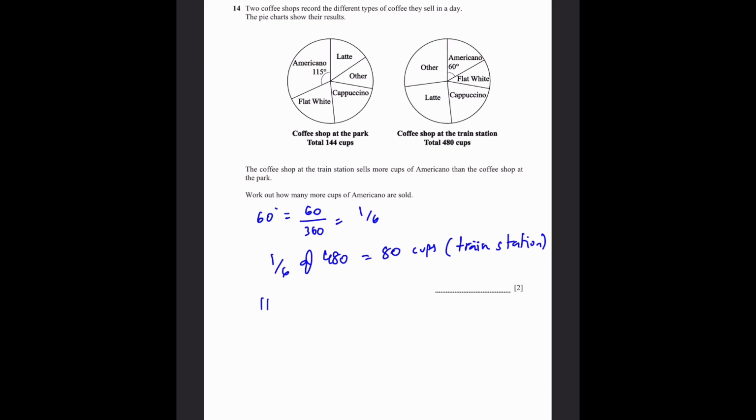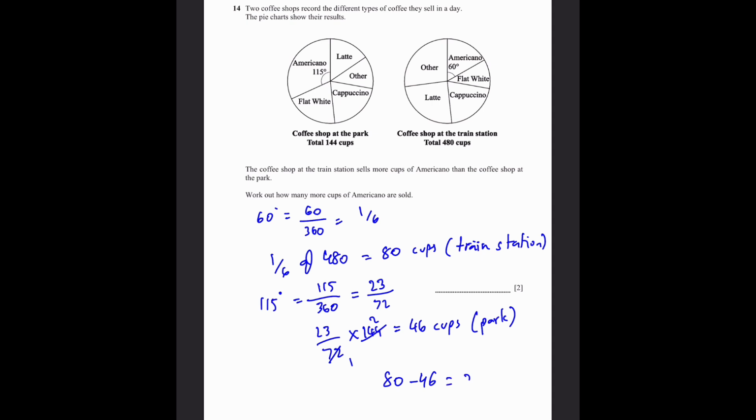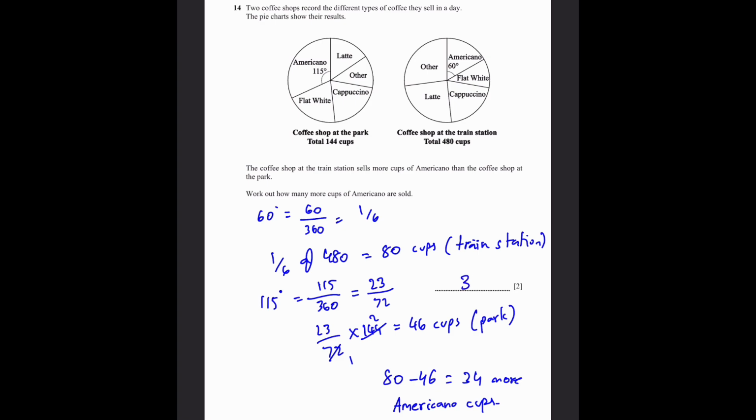And then 115 degrees equals 115 by 360. And then when we divide this by 5, we get 23 by 72. So that's 23 by 72 of 144. So we can cancel out. That's equal to 46 cups at the park. 80 minus 46 is equal to 34 more Americano cups. So 34 more Americano cups is the answer.